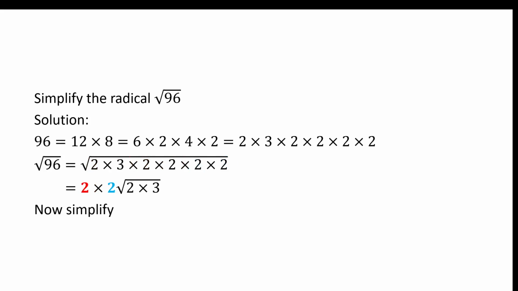Now, we can simplify, and we just simply multiply what's in front. 2 times 2 is 4, and we multiply what's behind. 2 times 3 is 6, and we get our final answer of 4 root 6.